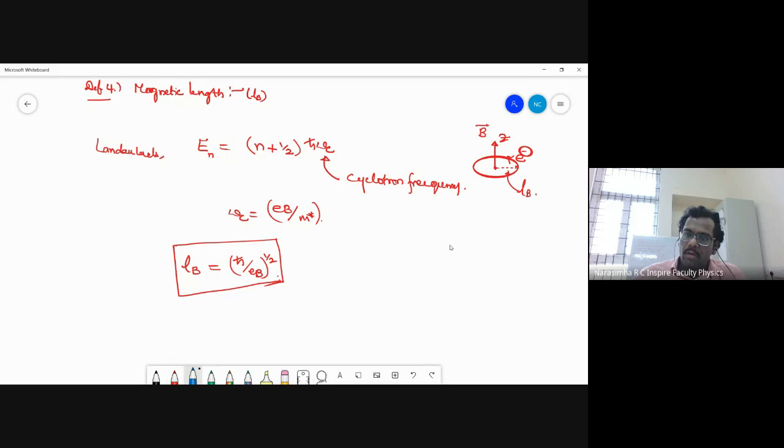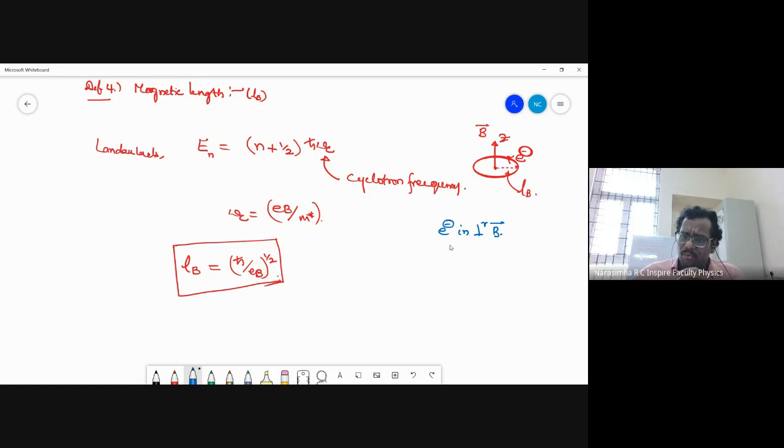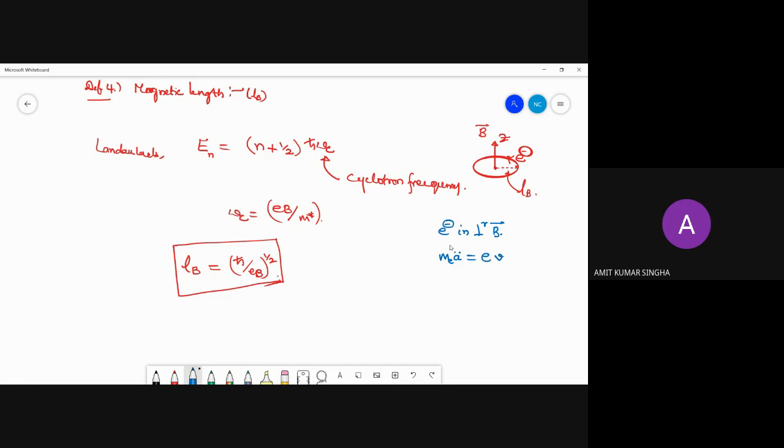Let's say you put an electron in a perpendicular magnetic field. Can you write down the equation of motion for this electron? Okay, first we'll try to write down the force, right? Mass of an electron times its acceleration equals the force acting on an electron due to the magnetic field, which is e(v × B). Of course there will be a cross product, but because of this perpendicular direction, sin theta, sin 90, becomes 1, so the force is evB.